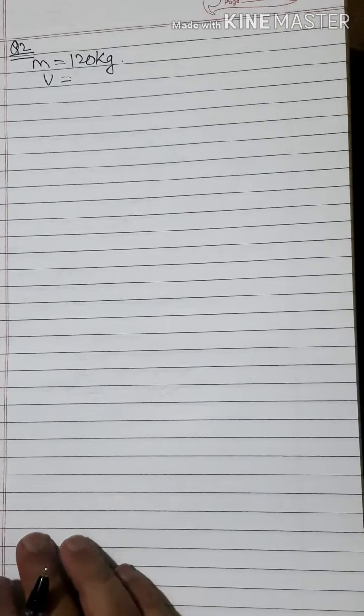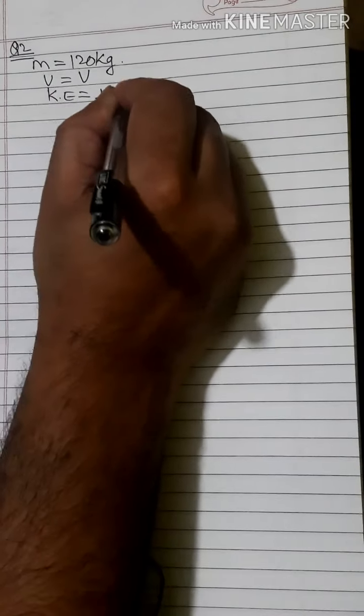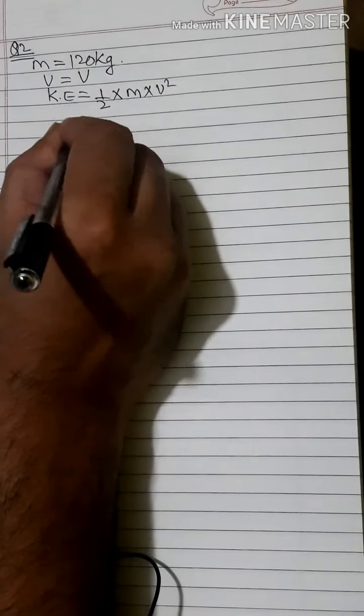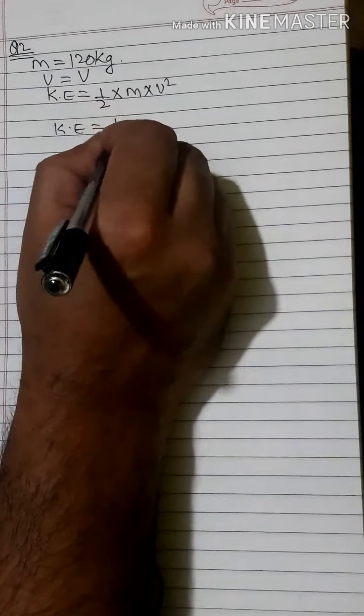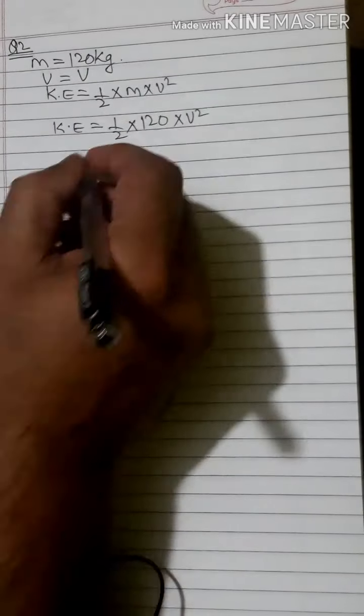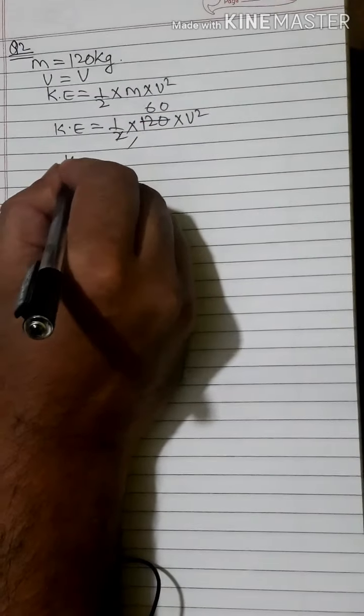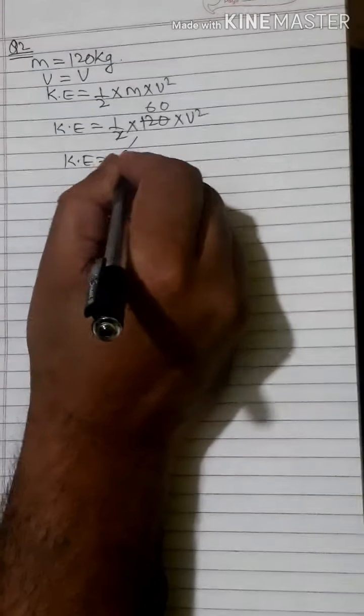The velocity is not given, so let us take it as v. The kinetic energy is given by half into m into v square. So kinetic energy is equal to half into m, which is 120, into v square. So 2 1s are 2, 2 6s are 12, 0. So kinetic energy is equal to 60 v square.